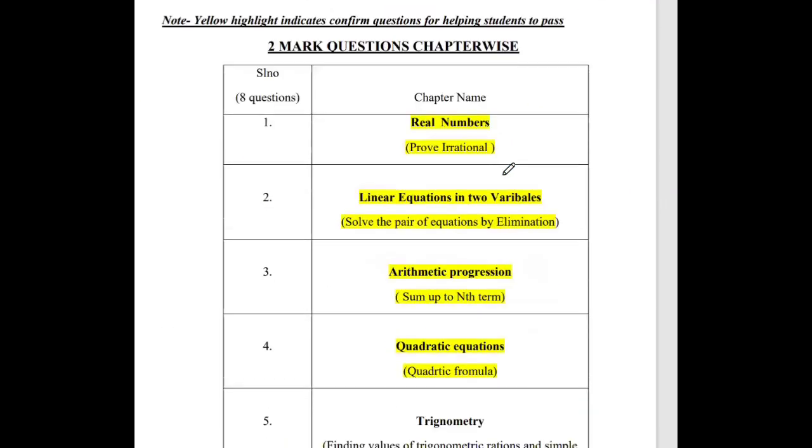Next, coming to 2 markers. Here I've already highlighted with red color and yellow color, which clearly indicates these are the confirmed questions, no change. You will definitely, 100% sure have these questions. Firstly, from real numbers, prove irrational. Prove 2 plus root 3 irrational, or 3 plus root 5 irrational, or 5 minus root 7 irrational. This is a confirmed question, nothing will change here.